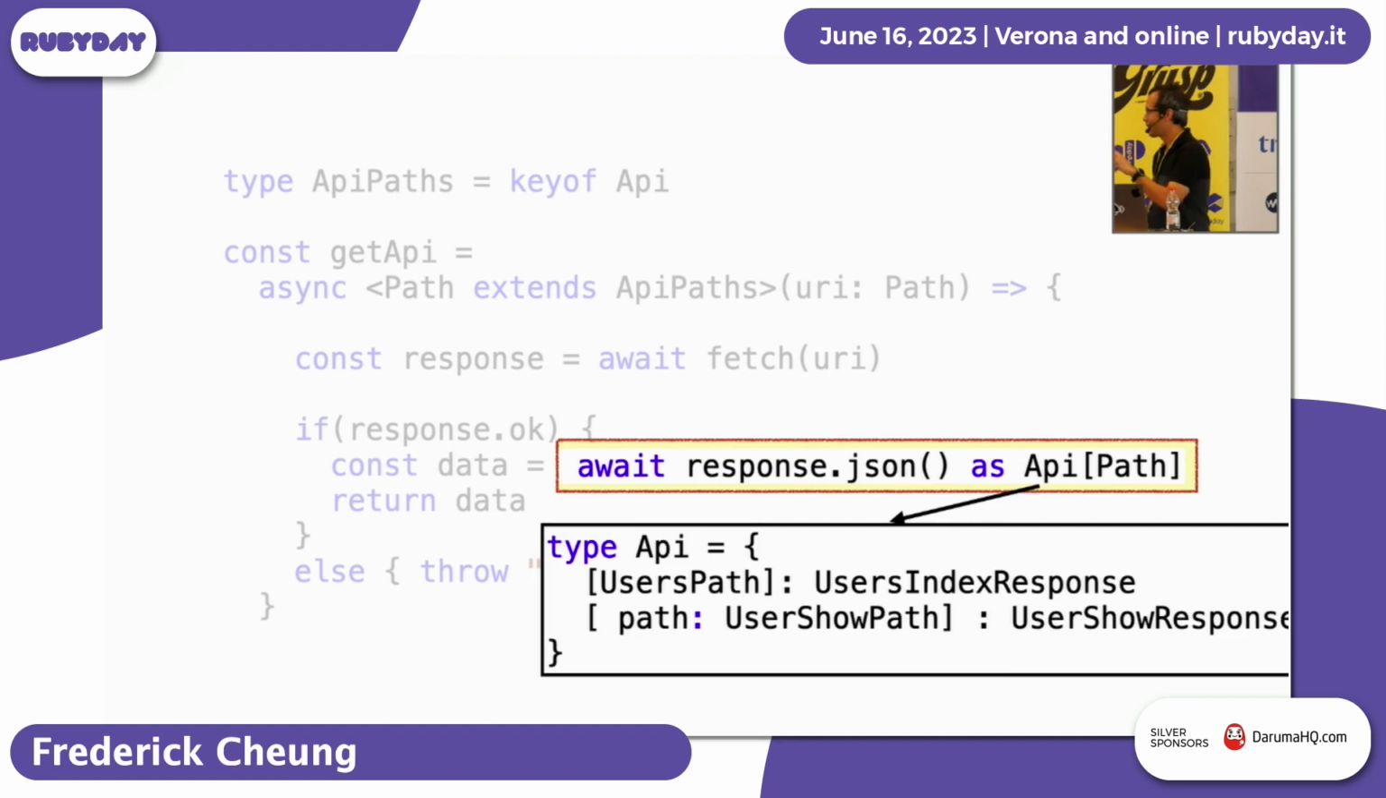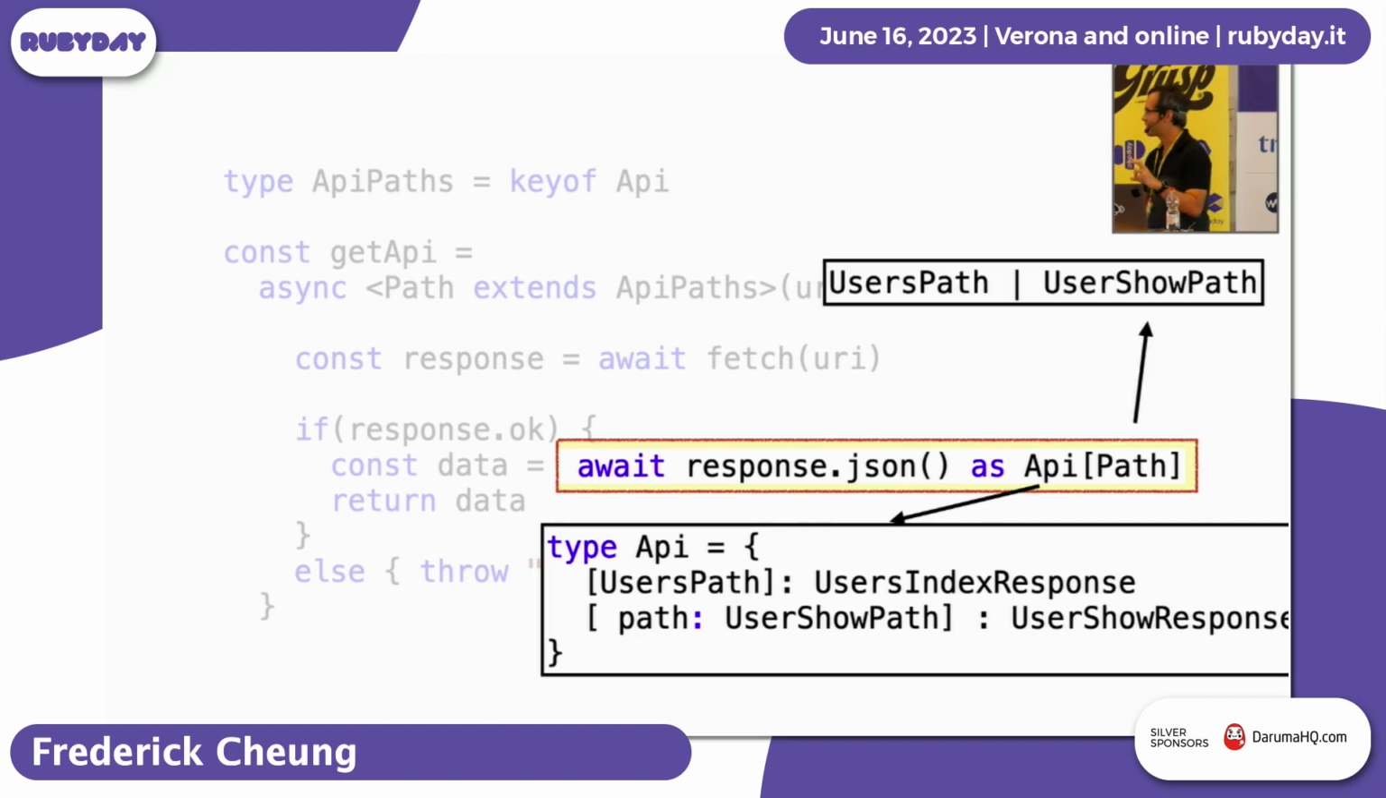So API here is the mapping. Path here is this value that is one of those mappings. So when TypeScript does a type check, it evaluates to the correct response. And this is all happening at compile time.